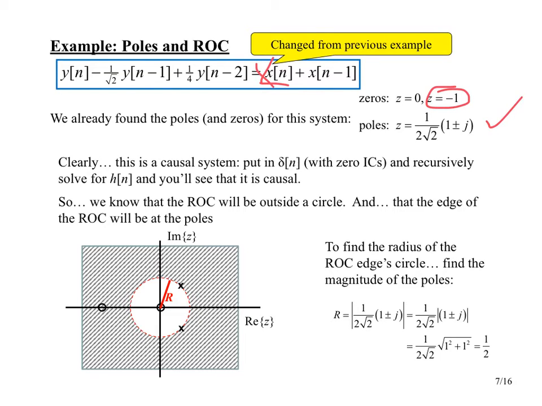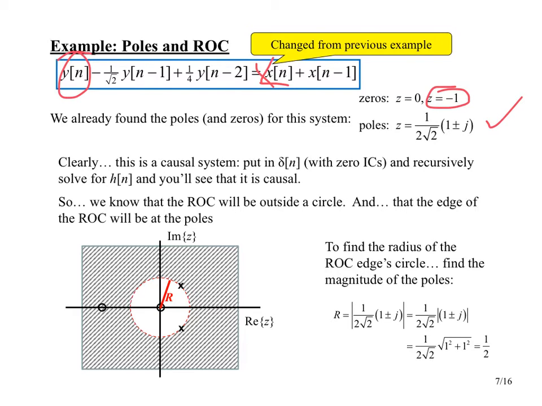And we can verify that this is a causal system if we put in a delta function with 0 initial conditions and we just recursively solve for y of n. We can see that we won't get any output until delta of n actually occurs or goes to non-zero. So we can see that it's causal. So we know that our impulse response is a causal function. And therefore we know that the region of convergence will be outside a circle of some radius, so we just have to find out what that radius is.